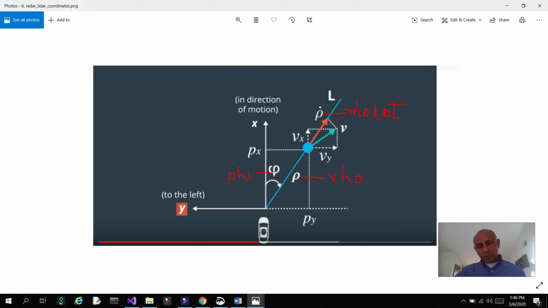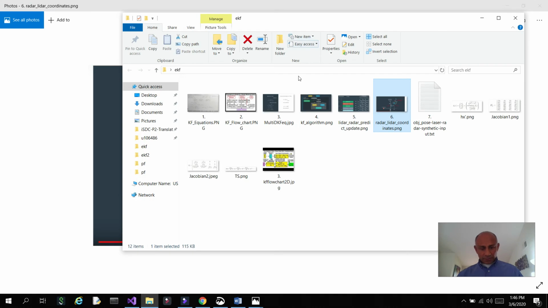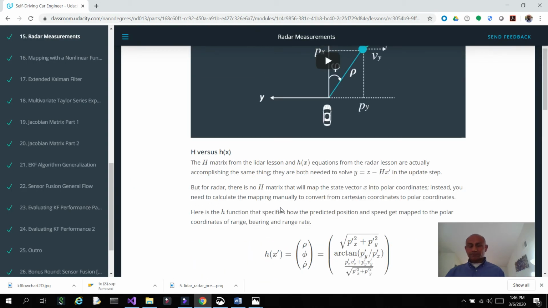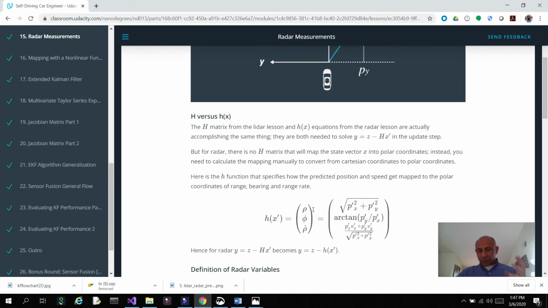This angle is called phi. It's also called bearing. And then this is rho dot. It's radial velocity. So while LiDAR measures px, py, radar measures rho, phi, and rho dot. That is crucial.